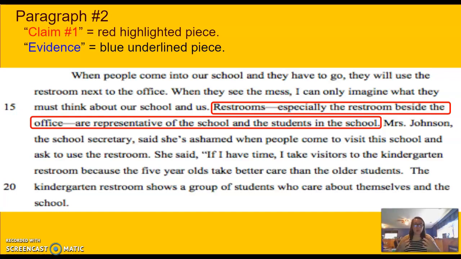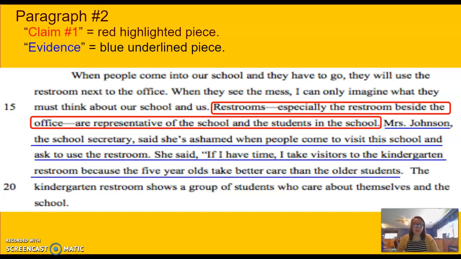So what she does is she gives us some evidence to prove that reasoning. Remember, evidence is stories, interviews, statistics, facts, all those little things you would put in there to back up your reasoning. The first thing she does is she tells us about Miss Johnson. She says Miss Johnson, the school secretary, said she's ashamed. She takes the visitors to a different bathroom if they come into the school. And that's where she uses a nice little quote as evidence. So that's an example of how you could weave a quote into your writing to prove a reason.